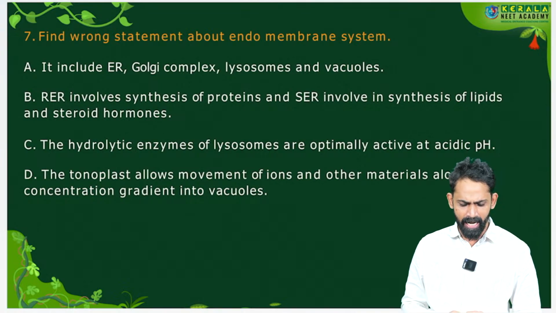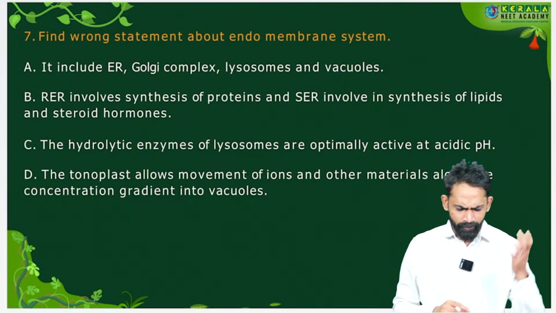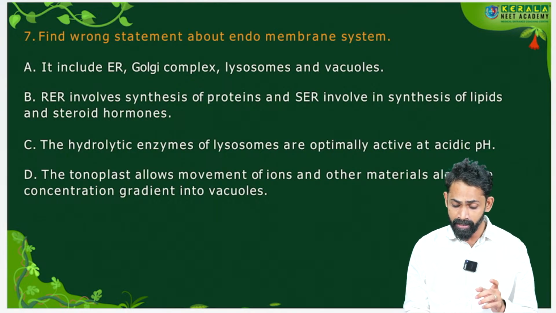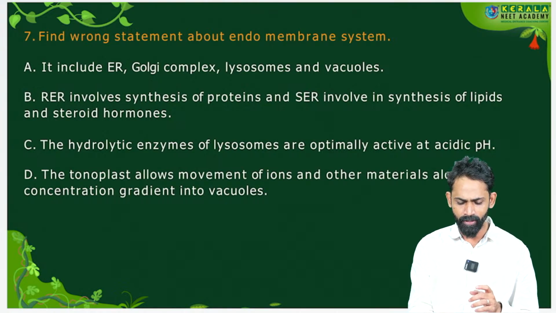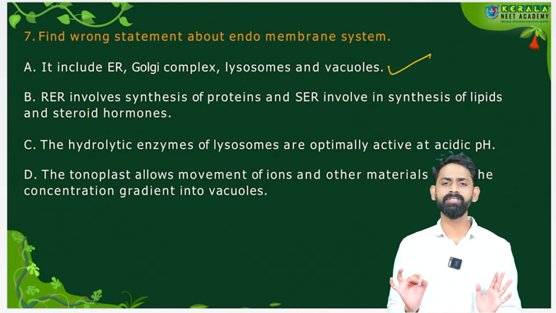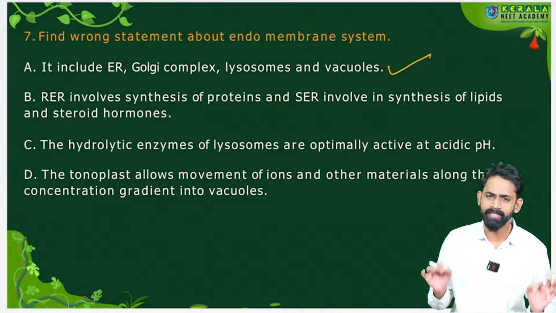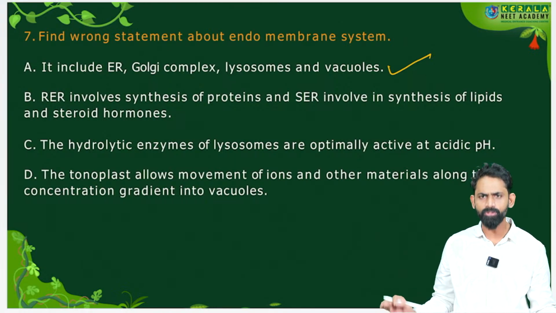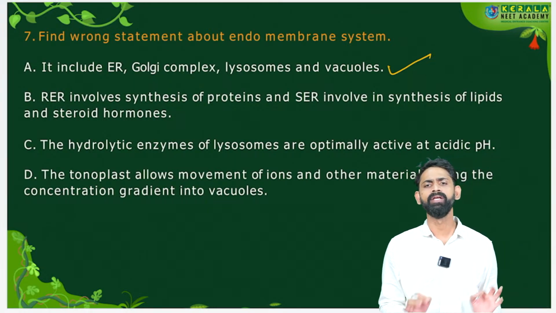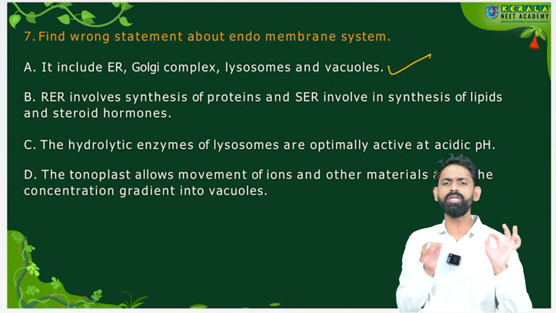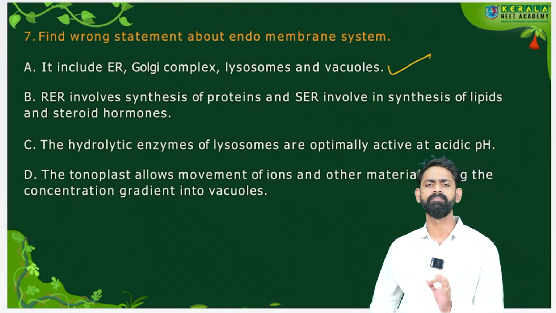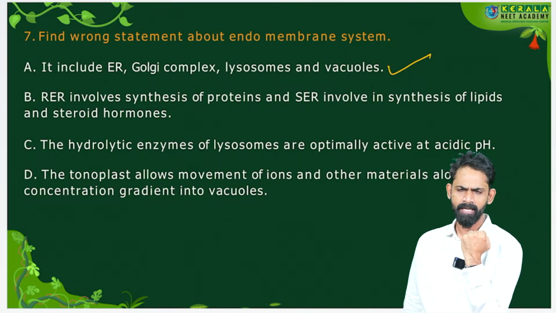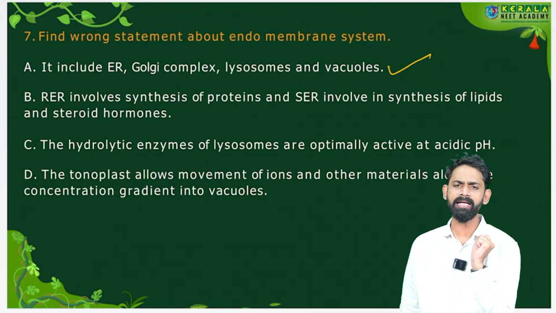The next one: find the wrong statement about the endomembrane system. Option A, they will continuously ask this in different forms. The endomembrane system includes endoplasmic reticulum, Golgi complex, lysosomes and vacuole. They always ask questions like, which of the following organelles is not included under the endomembrane system? This is very frequently asked. So, four organelles, because their functions are interconnected.